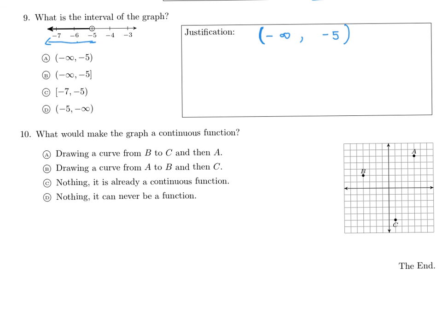So we are going to skip number 10 because this is a continuous graph or function that we have not done, so we are going to skip this.